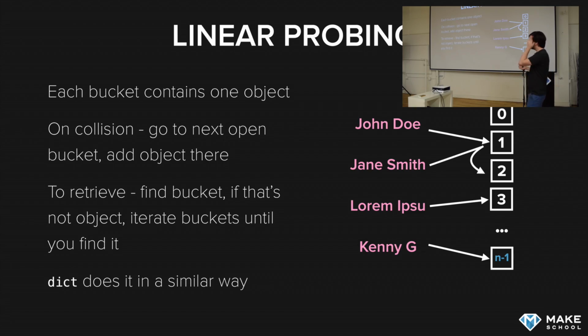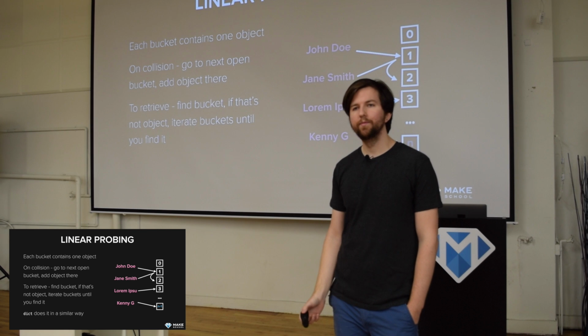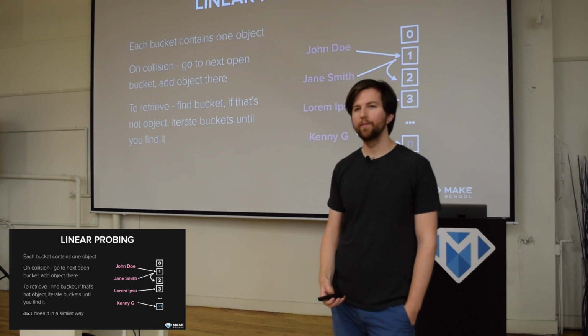So then to retrieve the item, you have to do the exact same algorithm. You take the hash, you find the bucket. If the object is not in that bucket, you have to iterate sequentially until you find the object you're looking for. Yeah? Now, will the hash value be different because of that, or will it still be the same? It'll just know to go look at the next bucket.